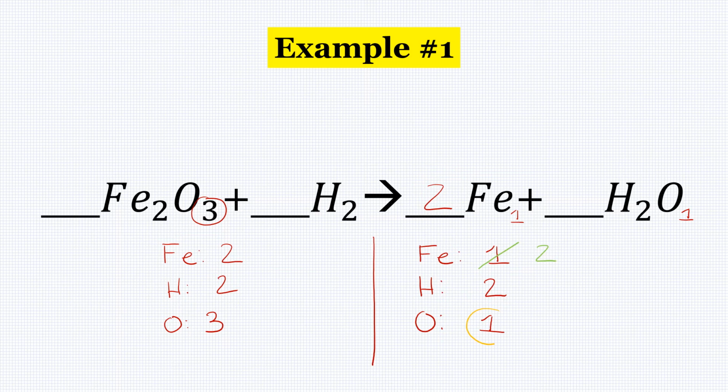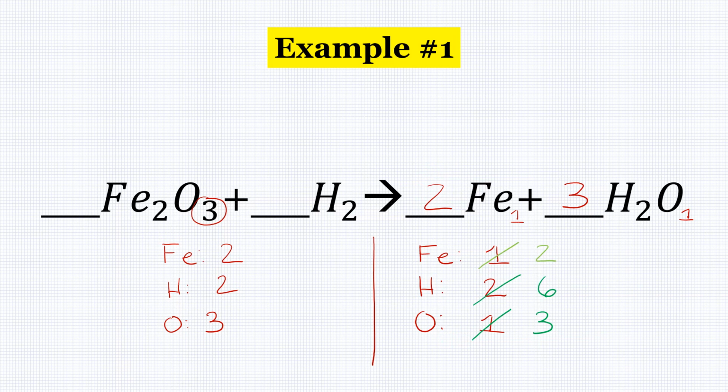because I have 1 on the right and 3 on the left. So I need to get 3 oxygens on the right. So I'm going to write in a 3 here. So now I've got 3 oxygens, but when I did that, my 3 also changed the amount of hydrogen I have to a 6.